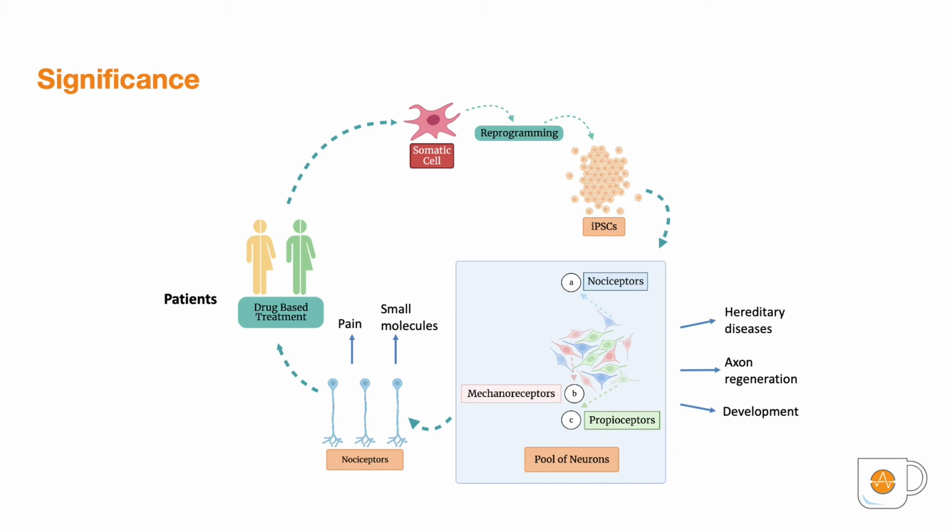With this study, we were able to efficiently generate sensory neurons from pluripotent stem cells, including induced pluripotent stem cells generated from patients. We were able to obtain a pool of neurons containing nociceptors, mechanoreceptors, and proprioceptors, which can be used to study development and different aspects of diseases of the peripheral nervous system, including axon regeneration. Furthermore, we were able to isolate specific subtypes, which can be used to study their biology and potentially identify new small molecules that could be used as potential treatments.